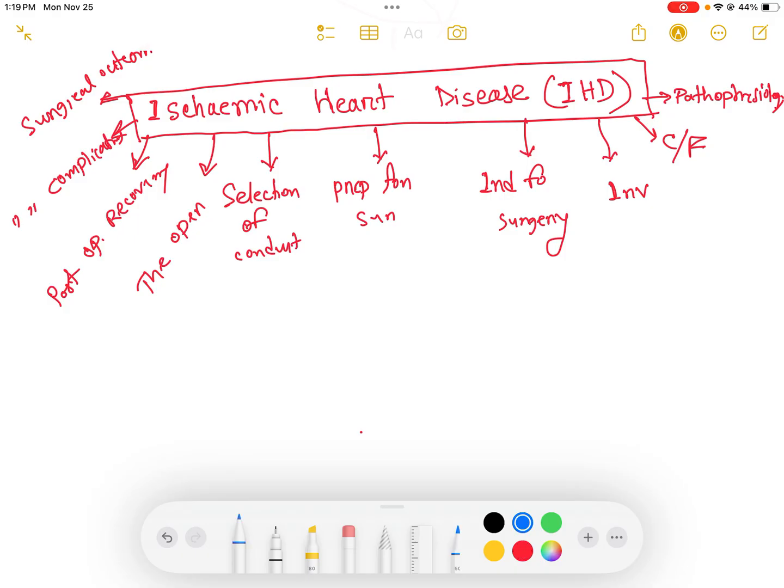Investigations are of two types: non-invasive and invasive. Non-invasive investigations are resting ECG, troponin and cardiac isoenzymes, ETT, echo, radionuclide and cardiac MRI, positron emission tomography and CT. Invasive investigation is coronary angiogram.